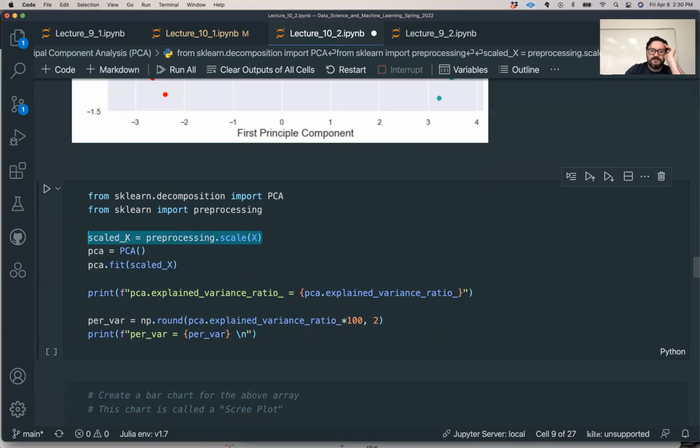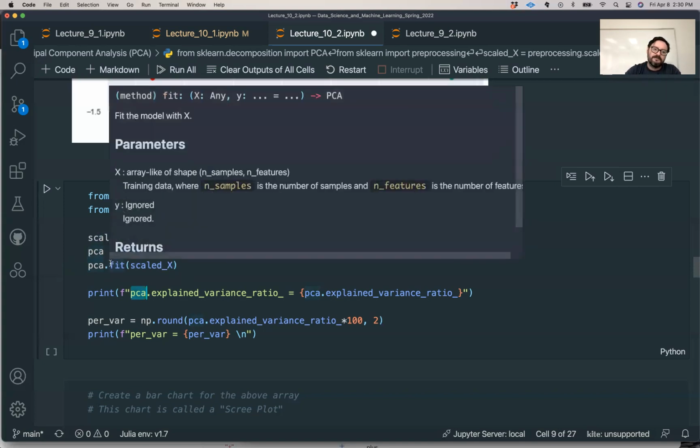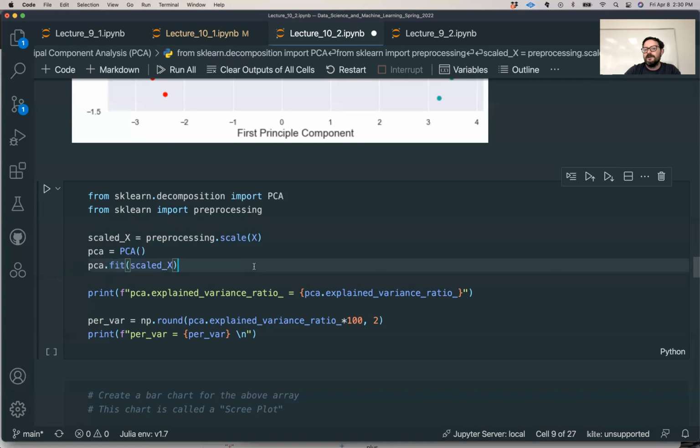So here's scaled x. I take the x and I scale it. Then I instantiate the PCA class. And as you know, in sklearn, there's the fit method. There are no y values to pass in here. This is just fitting the PCA method to this scaled x. And this PCA variable is indeed an object, right? Objects have methods like this fit method, but they also have attributes. And one of the attributes is the explained variance ratio.